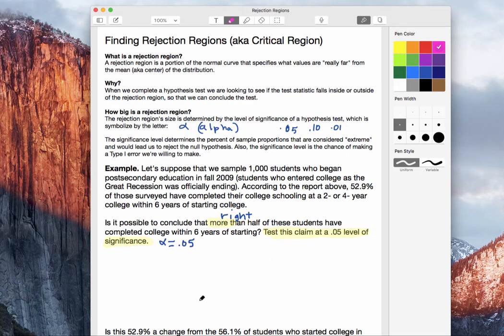So now I can go ahead and draw my normal model, approximately. Here is the center. And since I want the most extreme right 5%, that means that this region up here is going to be my critical region, my rejection region. Since this is a standard normal model, that's where we base everything off of. 0 is in the center, and we need to figure out, well, what is this z value?